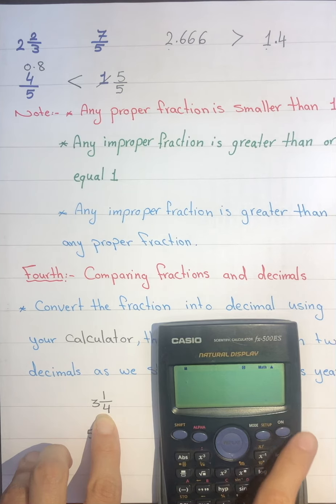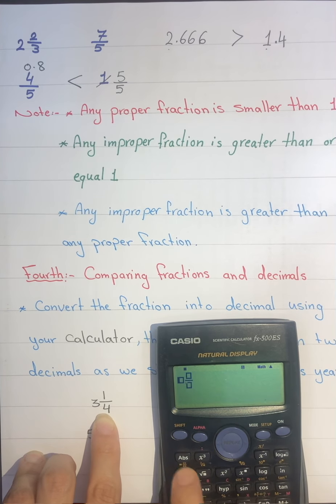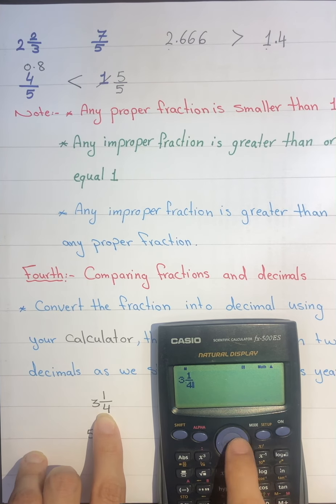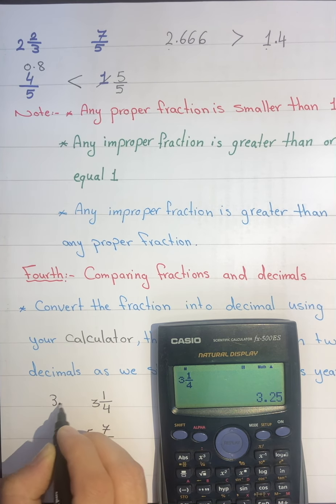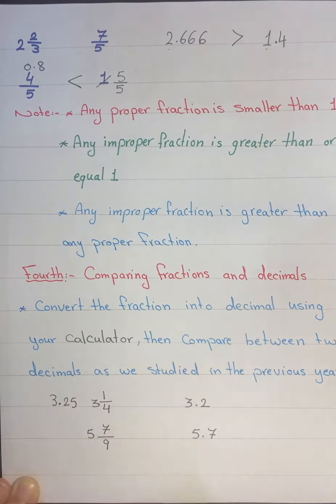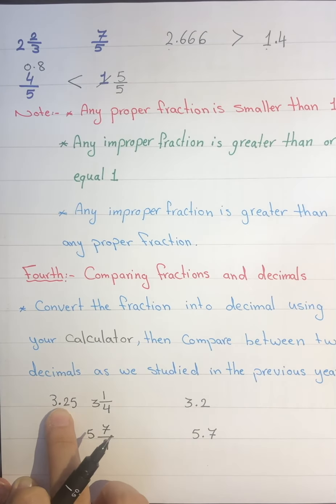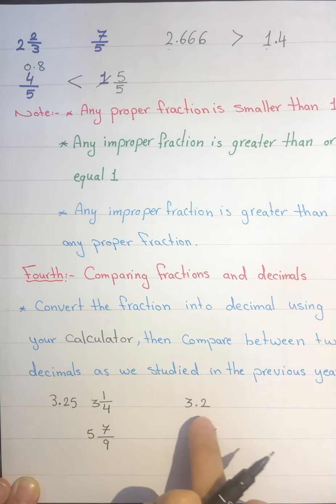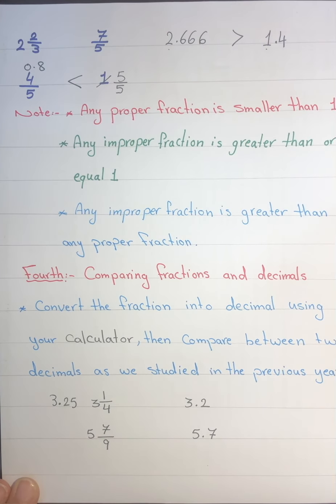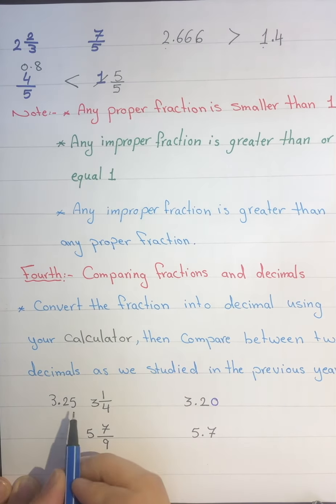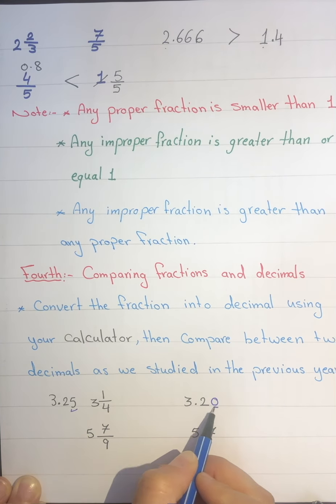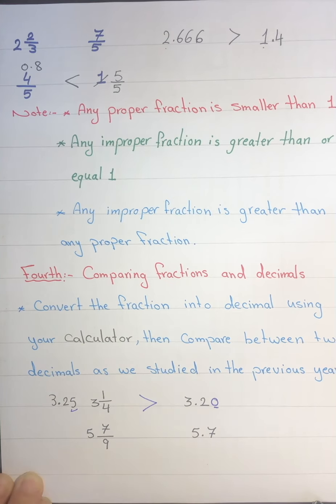How to change this? Shift fraction, write 3, 1/4 equals SD 3.25. Which is biggest, 3.25 or 3.2? We must put the two numbers with the same number of digits. We must add here 0. It will be 5 greater than 0, like this.